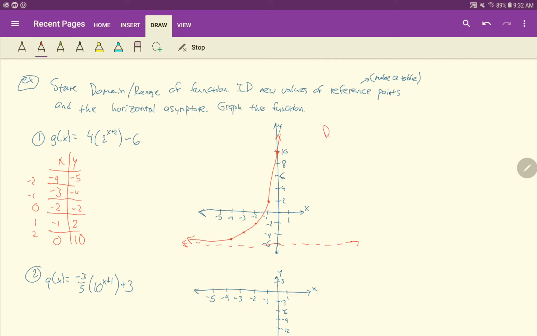So what's the domain? And the domain for all of these will always be negative infinity to infinity. There's no issue here with any of our x values. The range is going to be -6, right? -6 is the lowest y value we're going to approach. And again, since we're approaching it, we put a parenthesis there, up to infinity. Okay? And then the horizontal asymptote, HA y equals -6 from that shift there. Okay? So there we go.